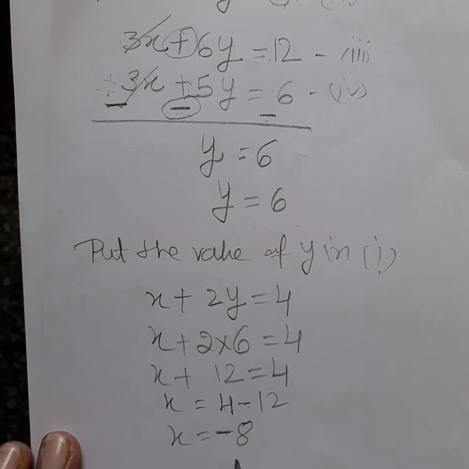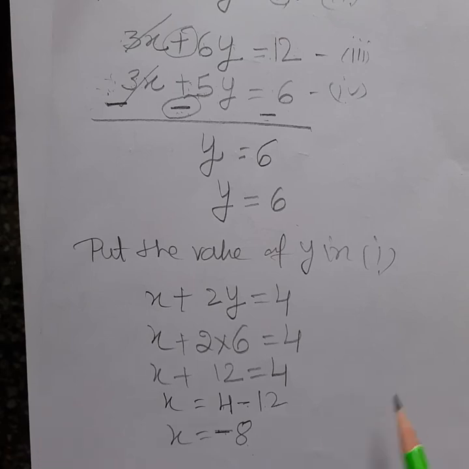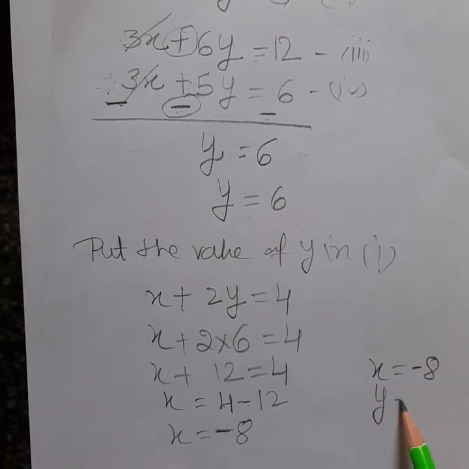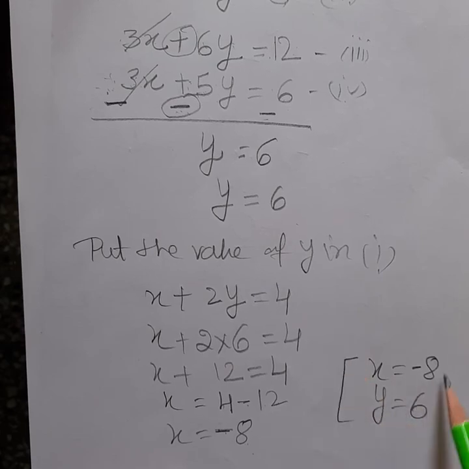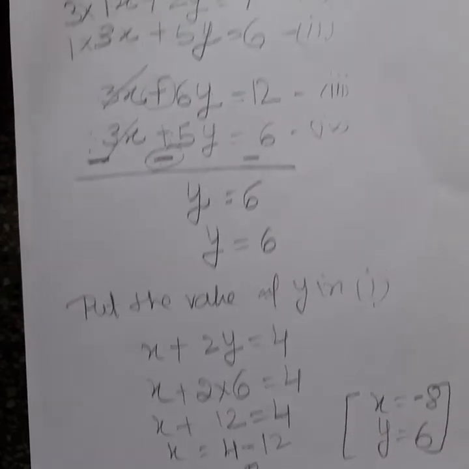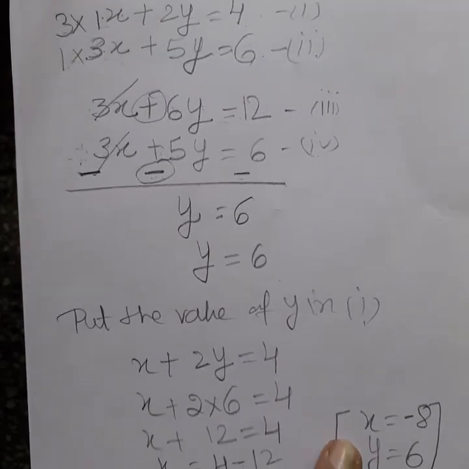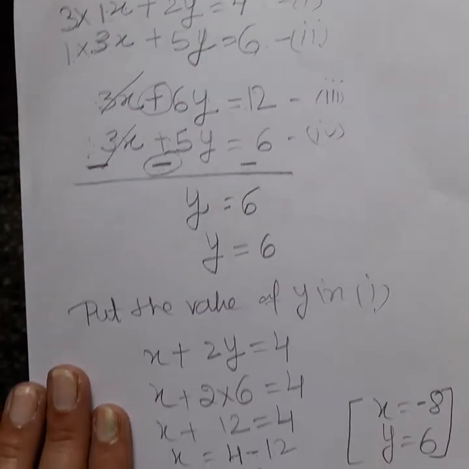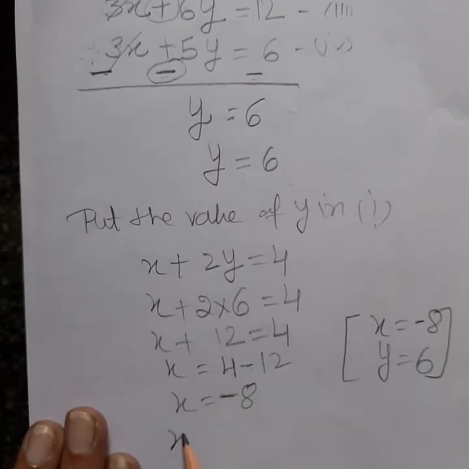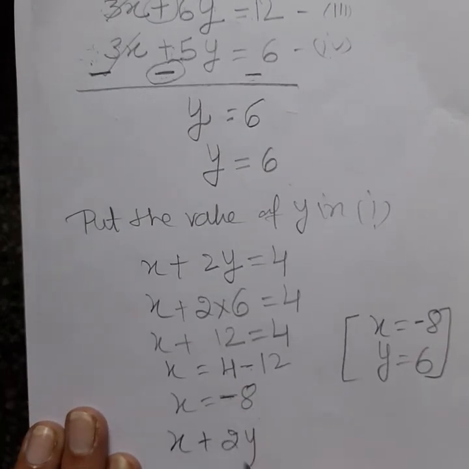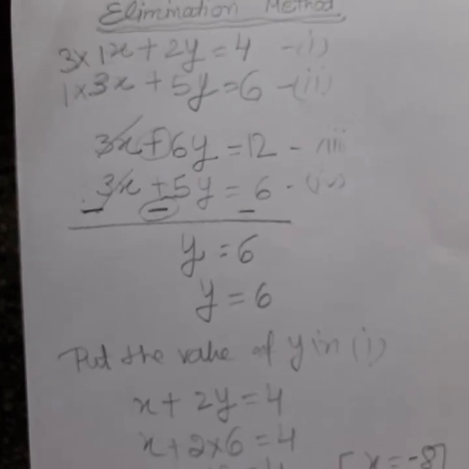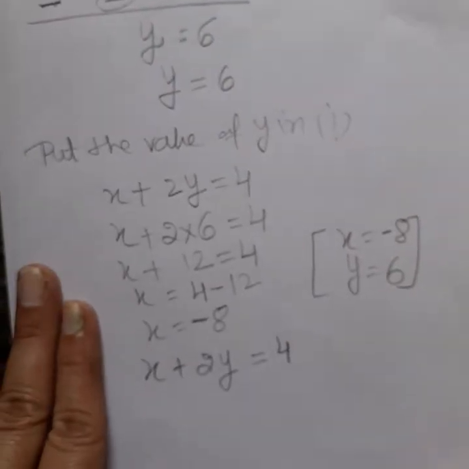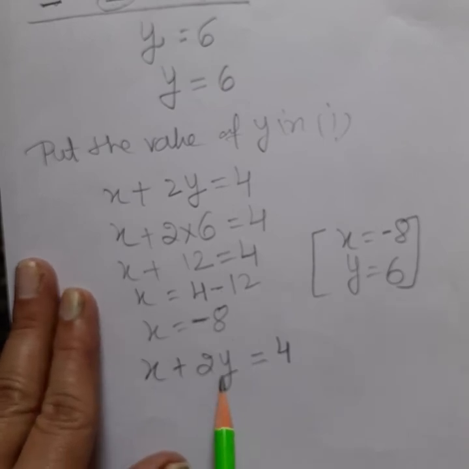Now we have to check our answer. We have x is equal to minus 8 and y is equal to 6. Now we have to check our answer. For this, we should put both these values in our first equation. What is our first equation? That is x plus 2y is equal to 4. Okay, now we have to put these two values in this equation.